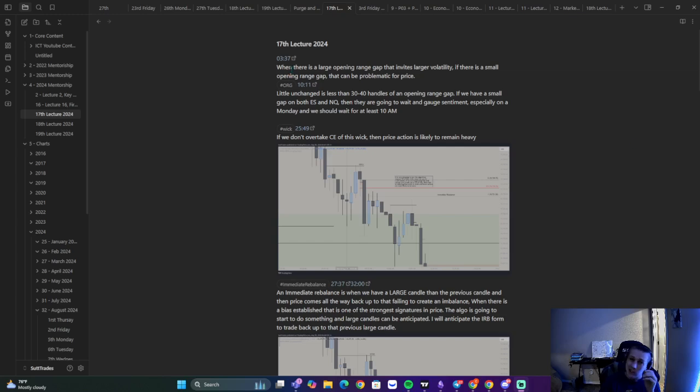All right, so here's lecture 17. ICT went over when there's a larger opening range gap, that invites larger volatility, but if there's a small opening range gap, that can be problematic for price. Might be a little bit fickle.